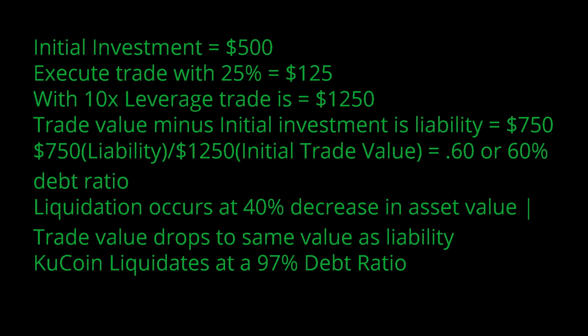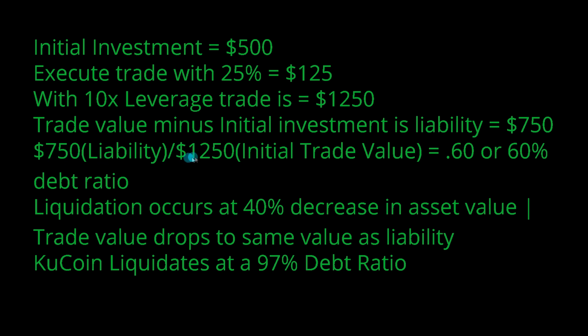The trade value minus the initial investment is liability. So your trade value, $1,250, minus your initial investment is your current liability, $750. Whenever you execute a trade on margin, because you're getting 10 times the amount that you want to trade, your initial investment gets pulled in as collateral. That $500 is now part of your liability. It actually keeps you from having a total liability of the $1,250. That's what makes that difference. So your initial investment, you will show you have no USDT left. Just to make sure you have a heads up on that, it will show 0 USDT.